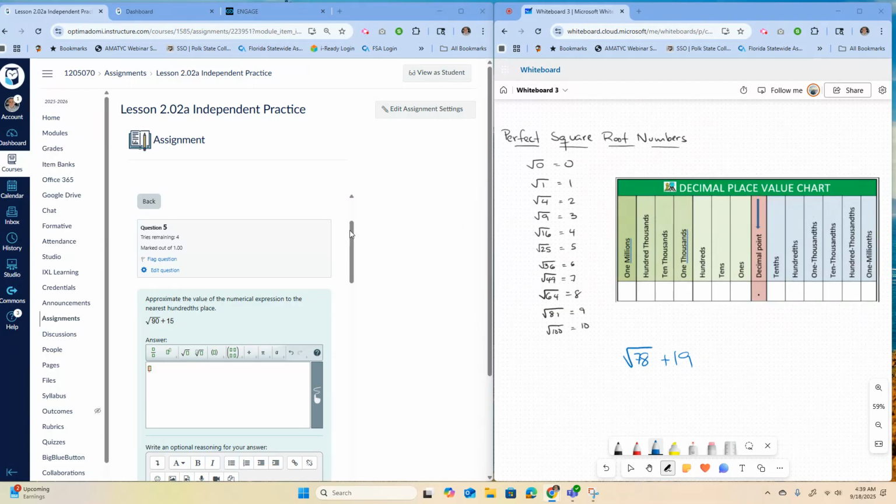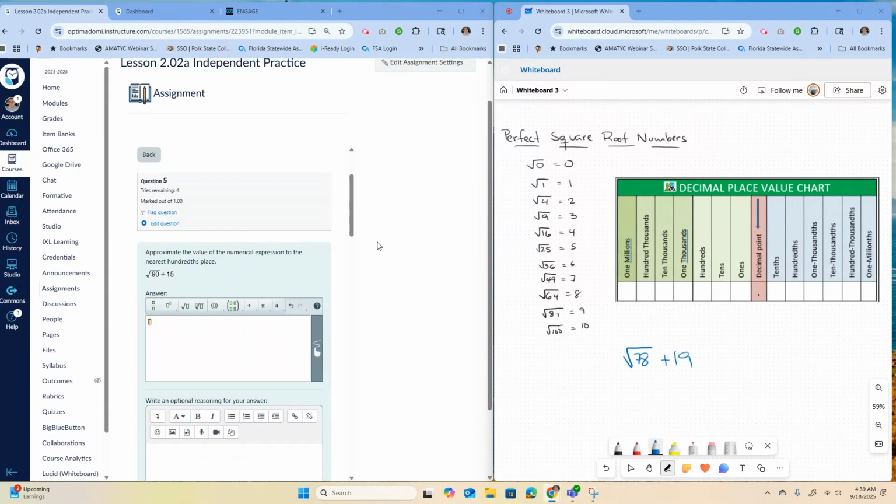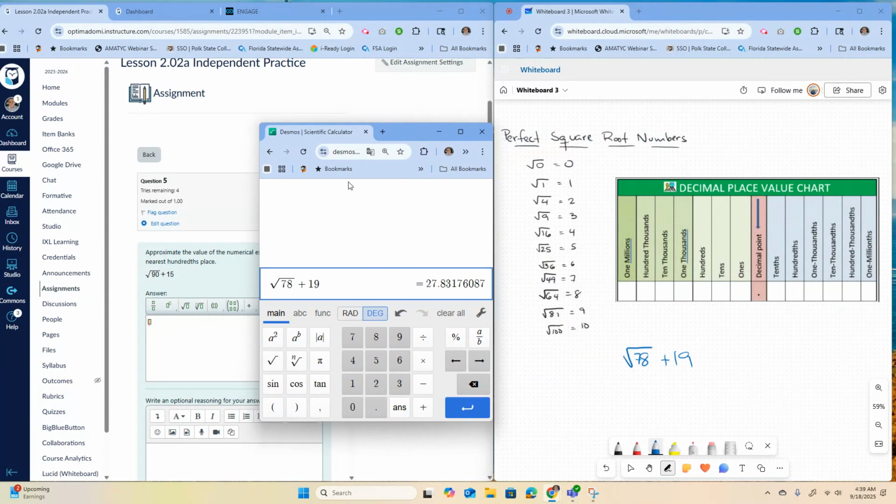All right, in the next problem, problem number 5, again, we're working with irrational numbers. Irrational numbers, numbers that you cannot write as a fraction. That's why I'm going to be using the calculator here often. They asked me to do the approximate answer of the square root of 90 plus 15. I'm going to do this one instead, square root of 78 plus 19. To do that, I'm going to use my calculator. You can see I put the number in the calculator already, square root of 78 plus 19. And look at my answer.